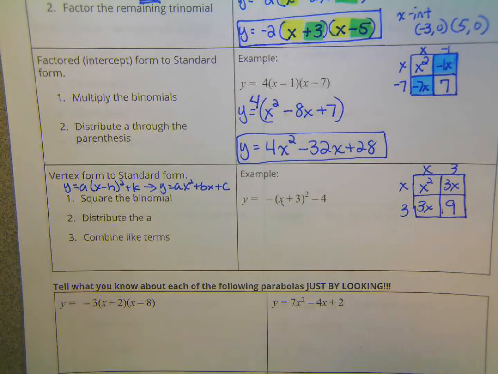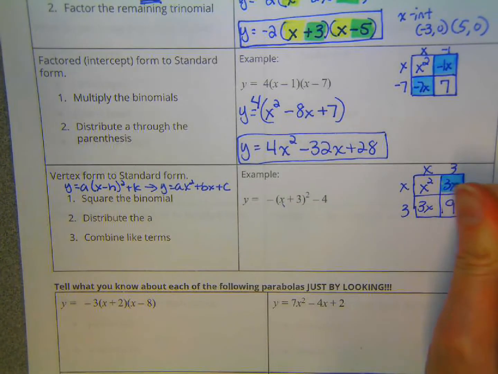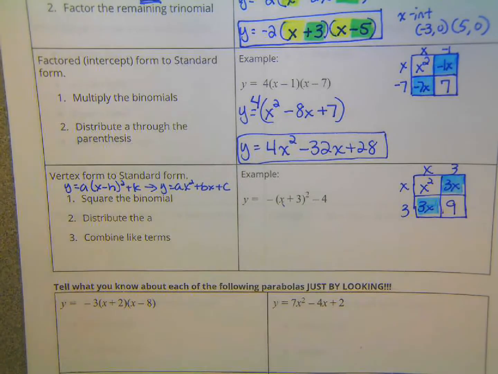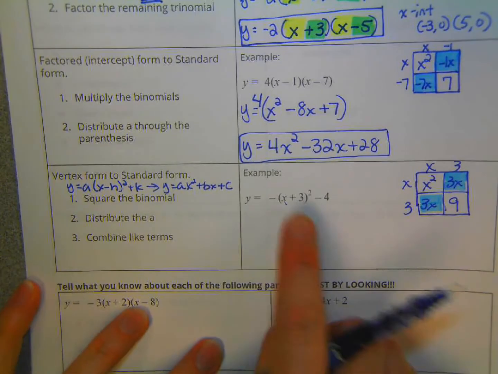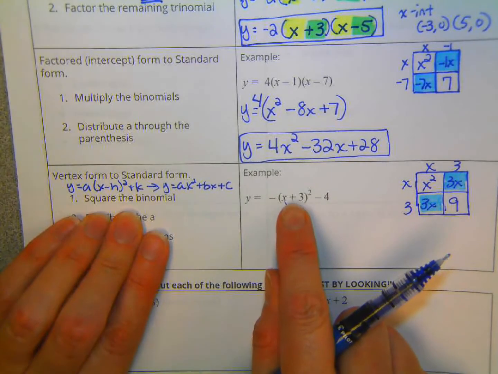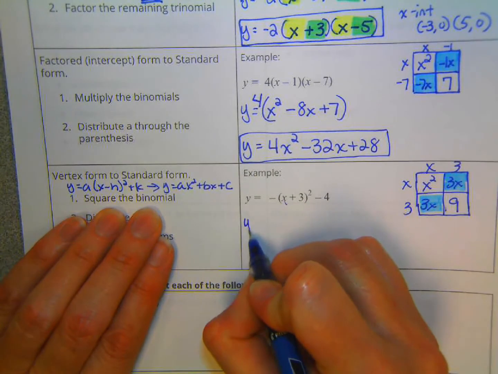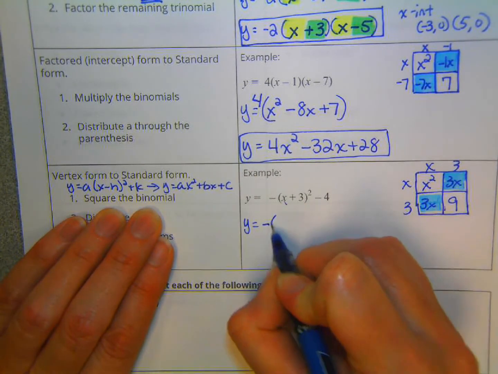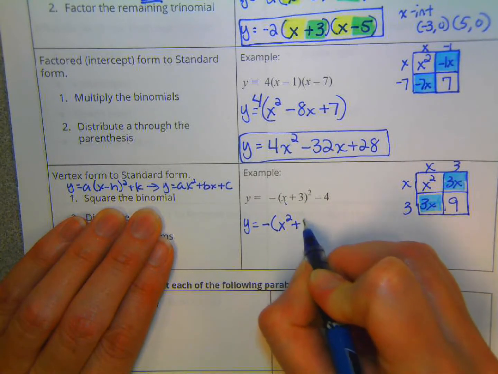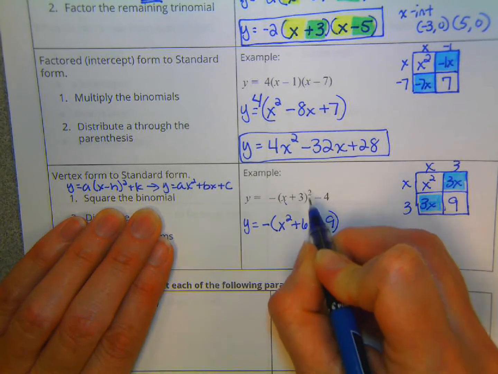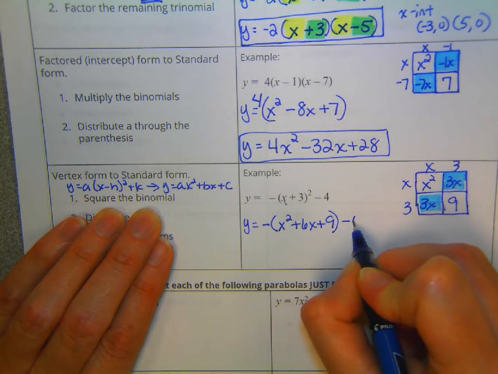And then you see again we have a couple of like terms. There should be a pattern that you're seeing with these types of problems. So we're squaring the binomial, that's just step 1 right here. So y equals negative, what do we have inside there? x squared plus 6x plus 9. The squaring is gone because we multiplied those.